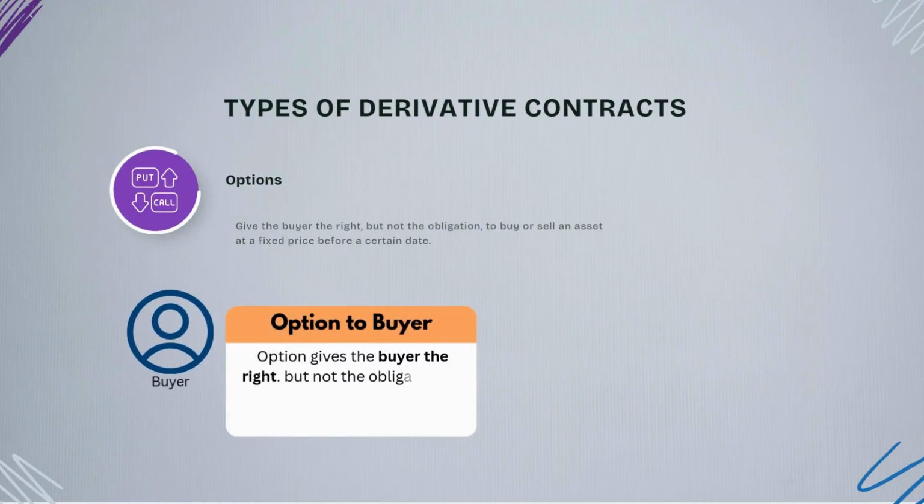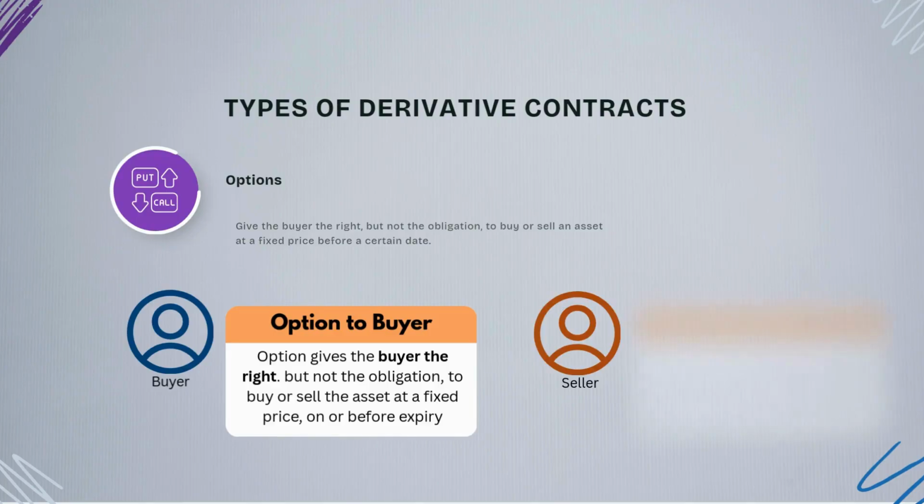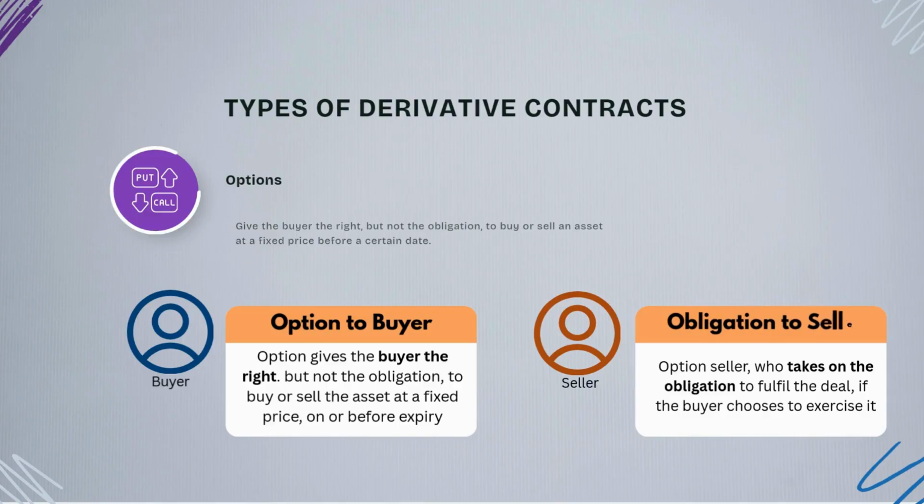An option gives the buyer the right, but not the obligation, to buy or sell the asset at a fixed price on or before expiry. And on the other side of this trade is the option seller, who takes on the obligation to fulfill the deal if the buyer chooses to exercise it. Now, let's understand why one party gets a right and the other takes on an obligation, and how this exchange is fair for both sides.